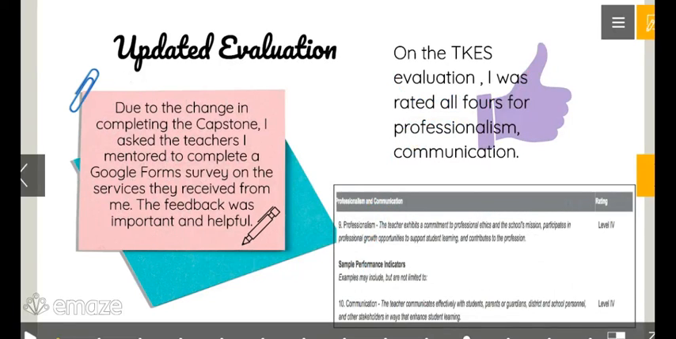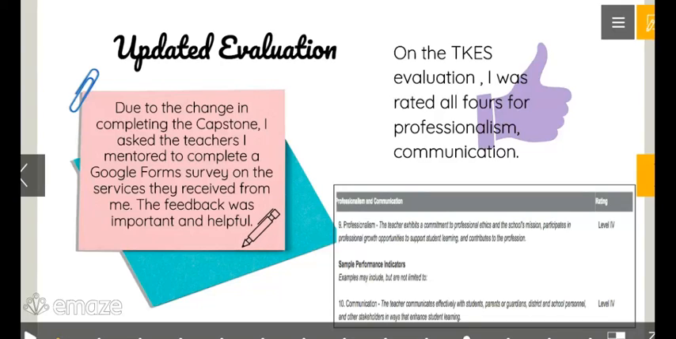Due to my recent changes in the capstone, I had to create a new evaluation tool or update my evaluation. So due to the change in completing the capstone, I asked the teachers I mentored to complete a Google Forms survey on the services they received from me. The feedback was important as well as helpful.